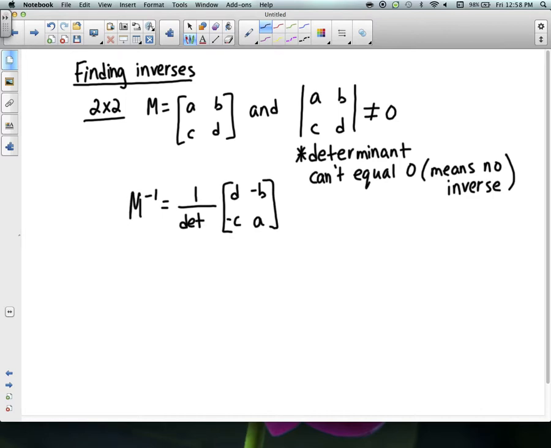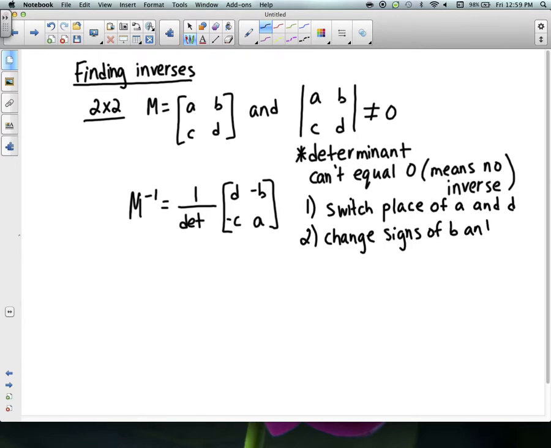So what are we doing here? We're switching the A and the D. So there's a lot of switching going on. We're switching the placement of A and D, and we're changing the signs of B and C. The other key thing is we're multiplying that entire thing by 1 over the determinant, so the AD minus BC. Let's take a look at an example.